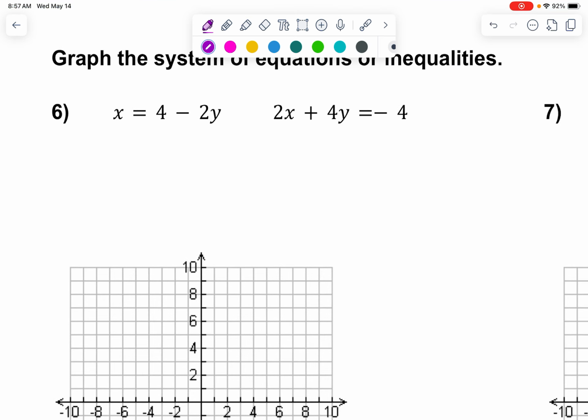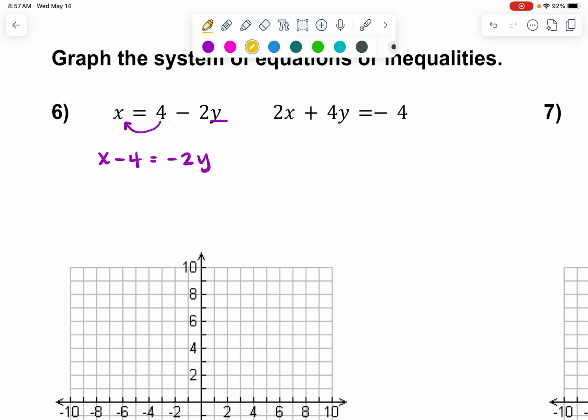So we have a little work to do, because neither one of these is in y equals mx plus b form. We're trying to get this y all by itself. So the first thing we need to do is subtract the 4 over. It's positive on the right side, so it's going to become negative when we subtract it over.